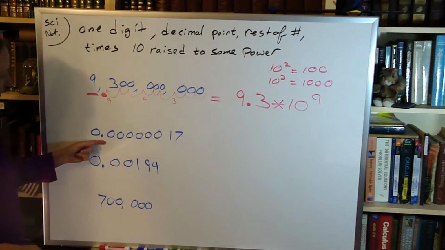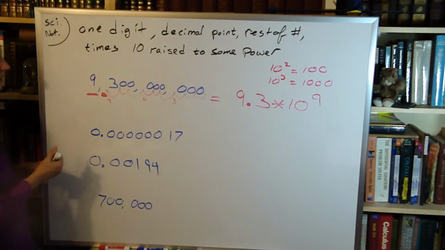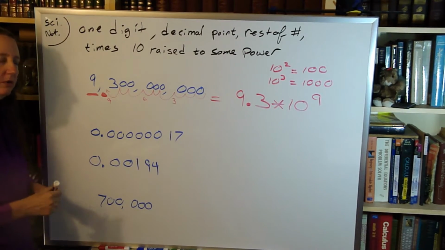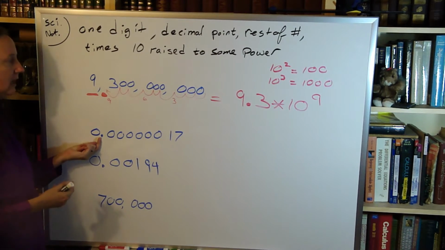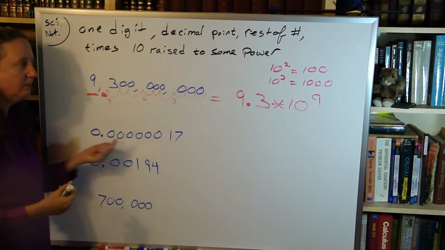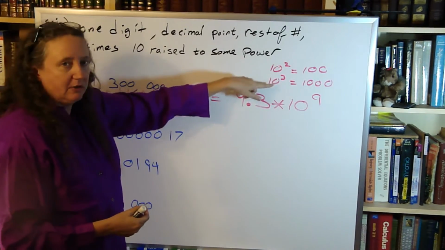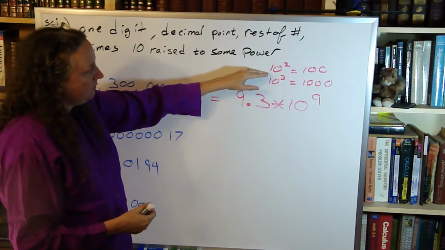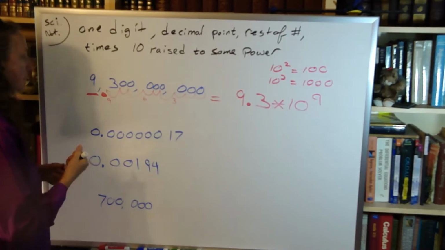So looking at this next one down here. I don't have the commas that I can use. And also because my decimal point is over here, I know that I don't have a big number. Those earlier ones were positives, getting bigger. So I'm going to use a negative exponent here.